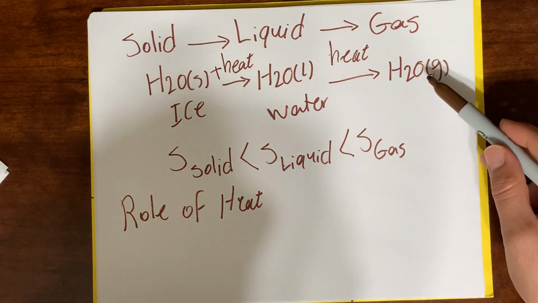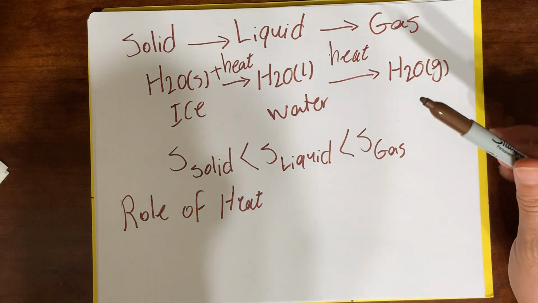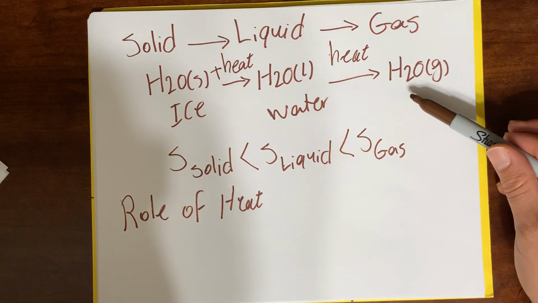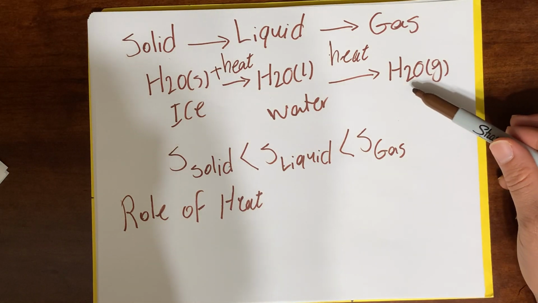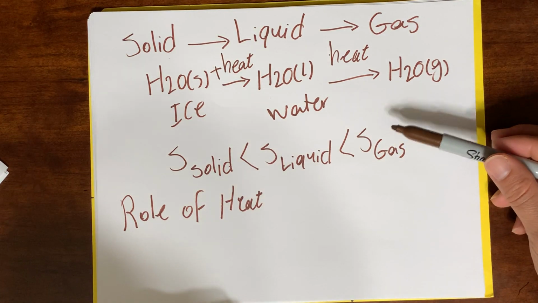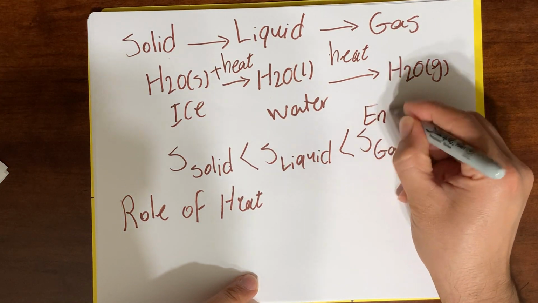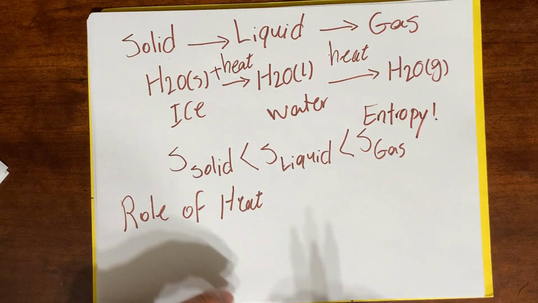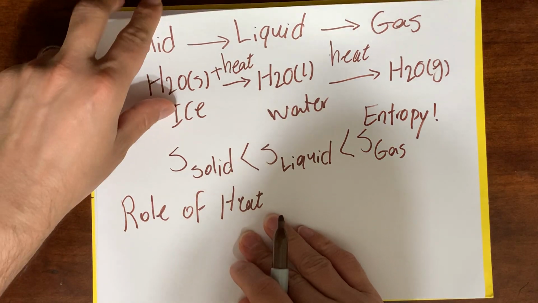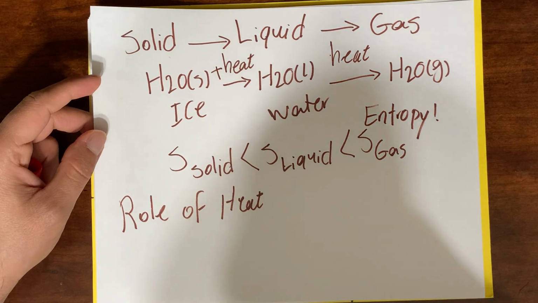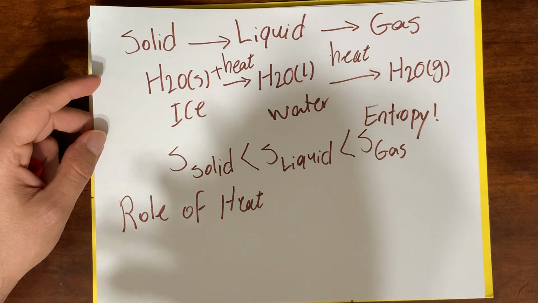And then when you turn it to gas, this time they can go anywhere. We say we have higher freedom. Because we have higher freedom, we have the right to say entropy is higher. Okay. Entropy is higher. So entropy goes up by moving from solid to gas.